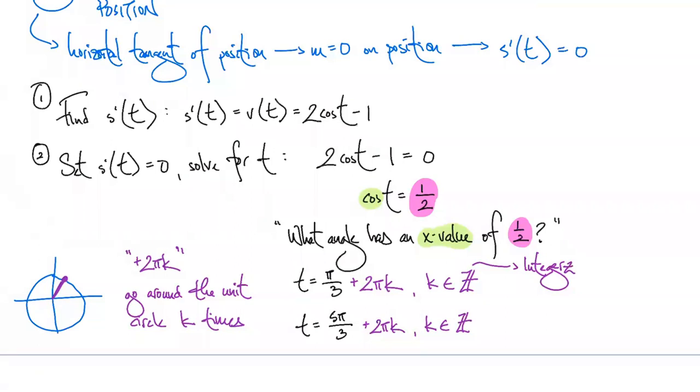This is a good what if question. What if I only want to go halfway around the unit circle? And I want to stop every halfway around the unit circle. How would I write that?